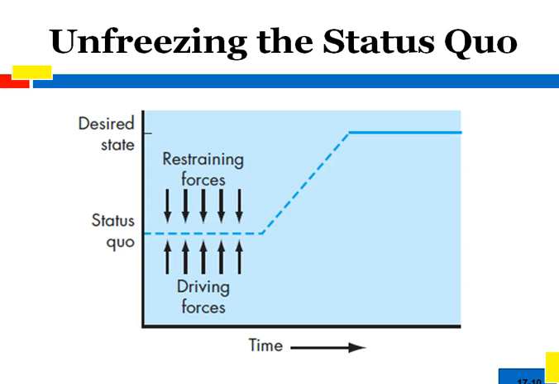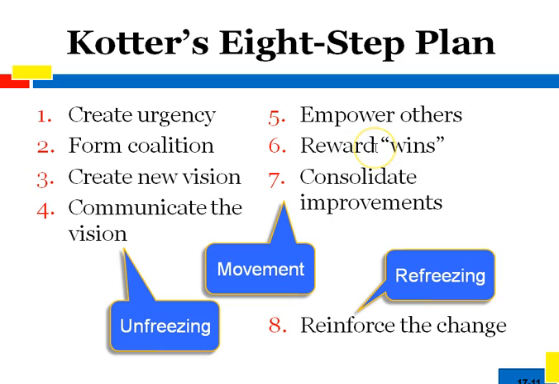Now, let's talk about the unfreezing. In the unfreezing stage, you identify driving and restraining forces. The driving forces are those that direct behavior away from the status quo, and restraining forces are those that hinder movement from the existing equilibrium. So we have these restraining forces and the driving forces. Over time, we need to break free of these to get to the desired state. We're frozen here. We want to unfreeze that situation.